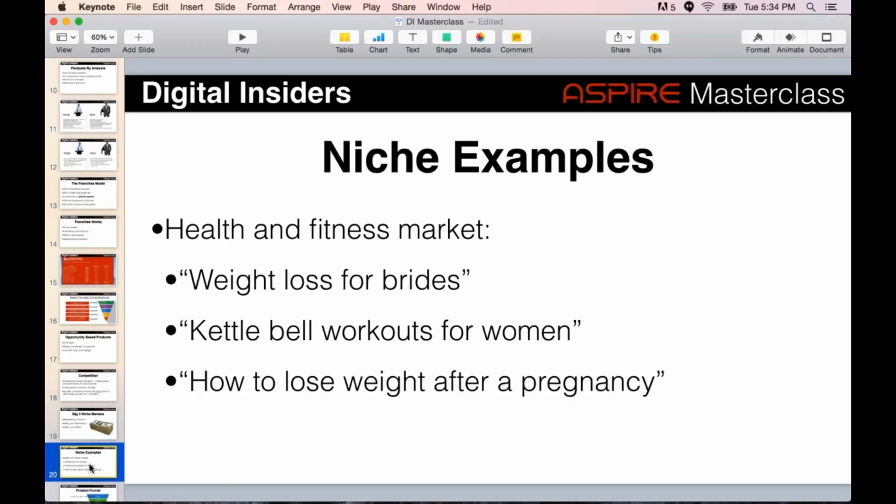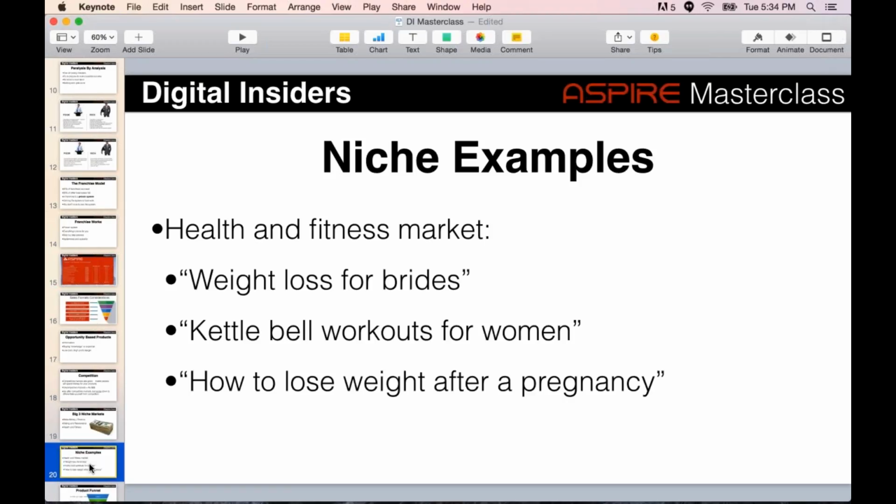And so here are some examples. Let's say we want to get into the health and fitness market. Instead of creating just a generic product on health and fitness, what we might do is create a product that's all about weight loss for brides, and that's the market we're targeting. It's women that have just gotten married that want to lose weight. Or kettlebell workouts for women, or how to lose weight after pregnancy. That's a common problem. Women put on some weight during pregnancy, and they want to be able to burn that off.